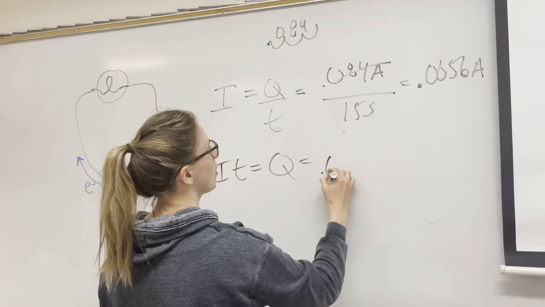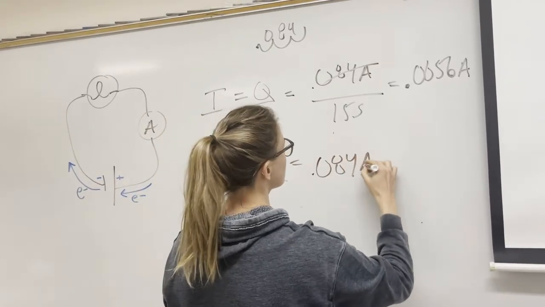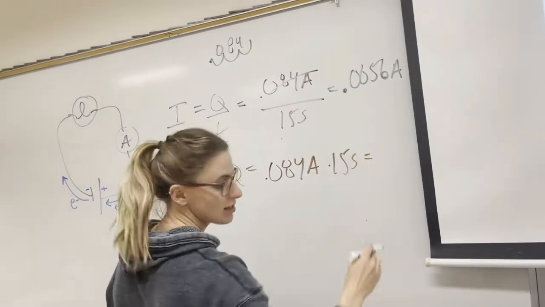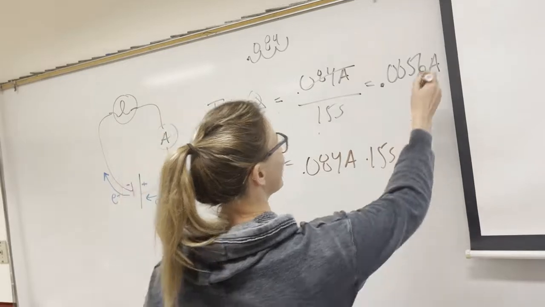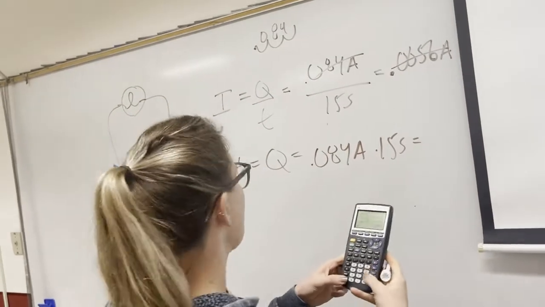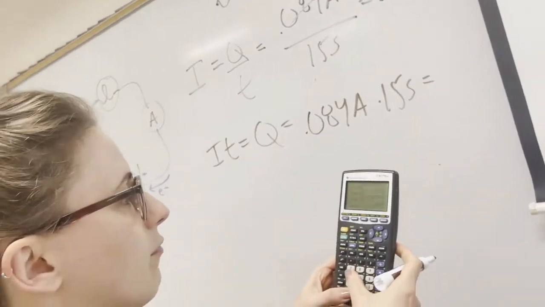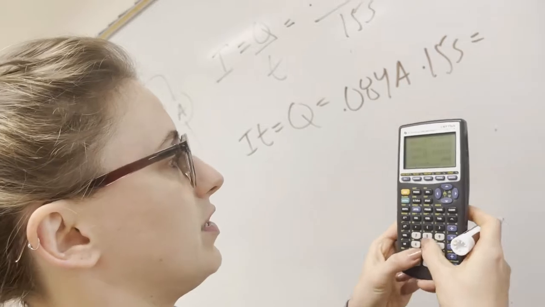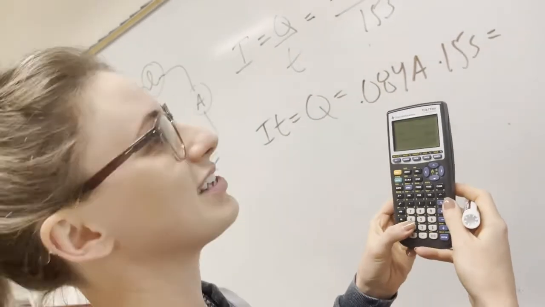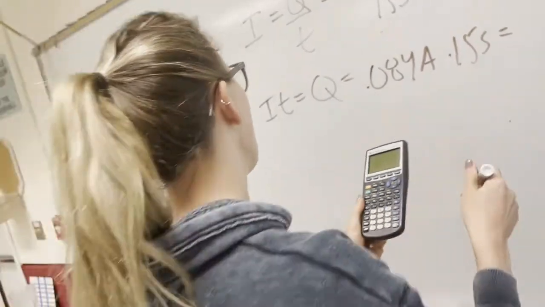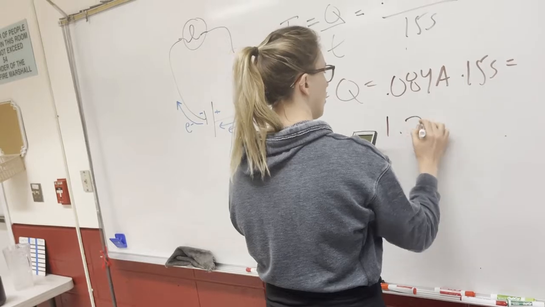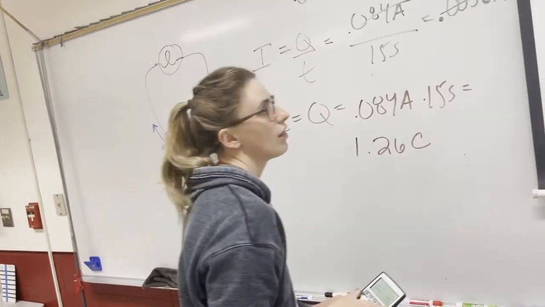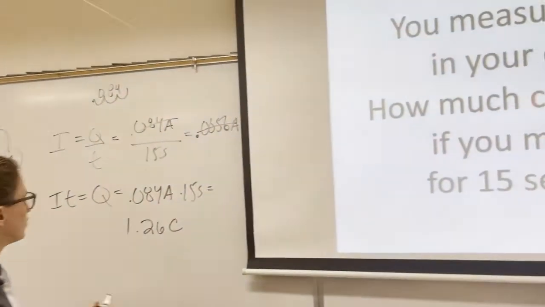So 0.084 amps times 15 seconds. Oh yeah, what the heck? Those units don't even make sense. Okay, 0.084 times 15, and that's more like it. That's a number. Okay, 1.26 coulombs. Coulomb. That is what we want. So how much charge flows through?